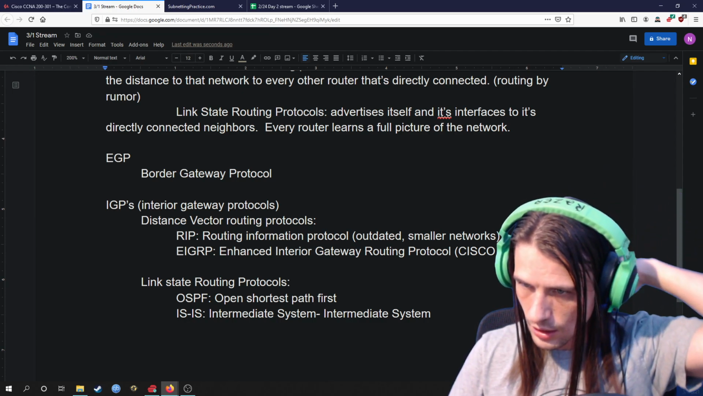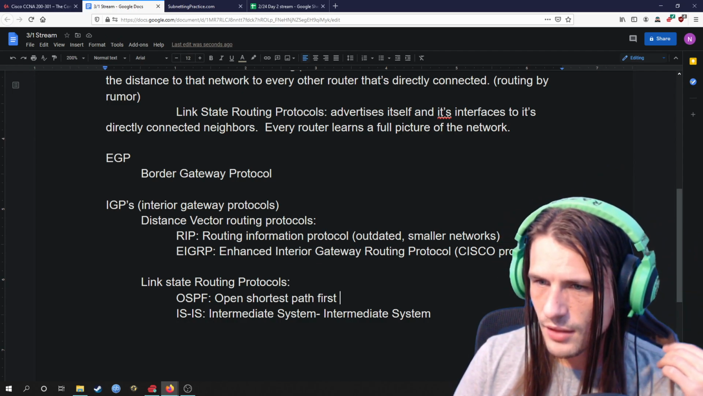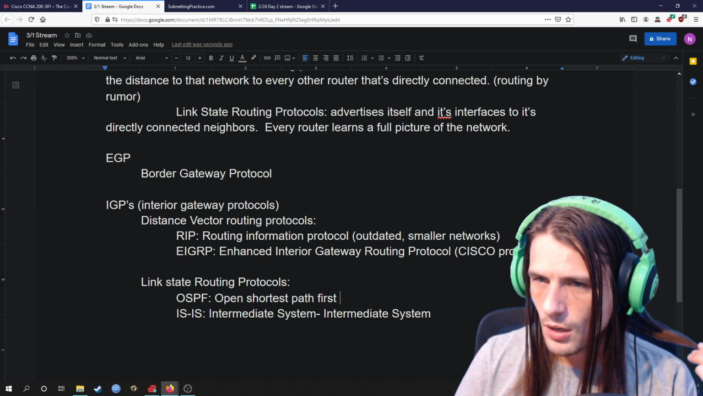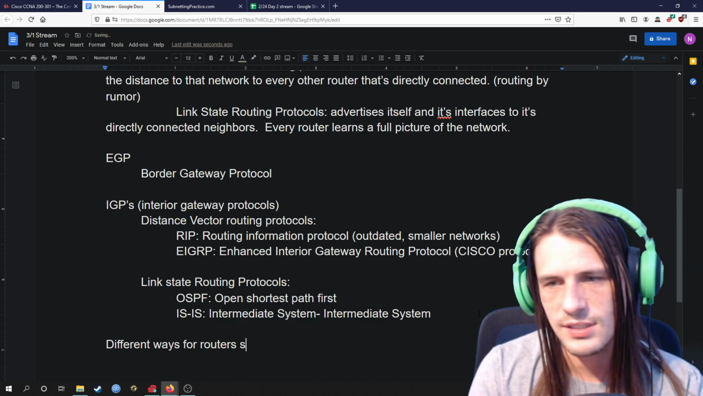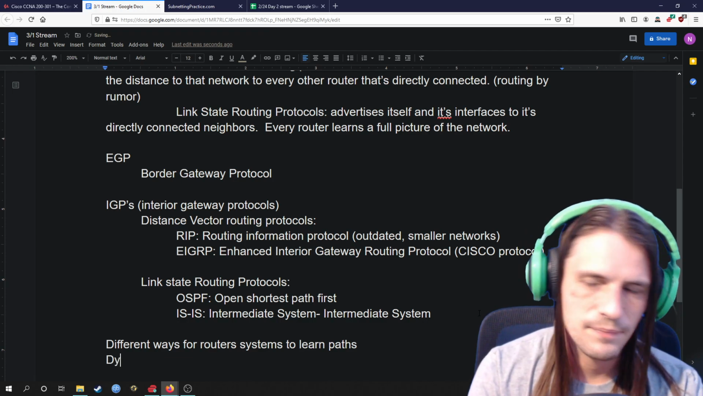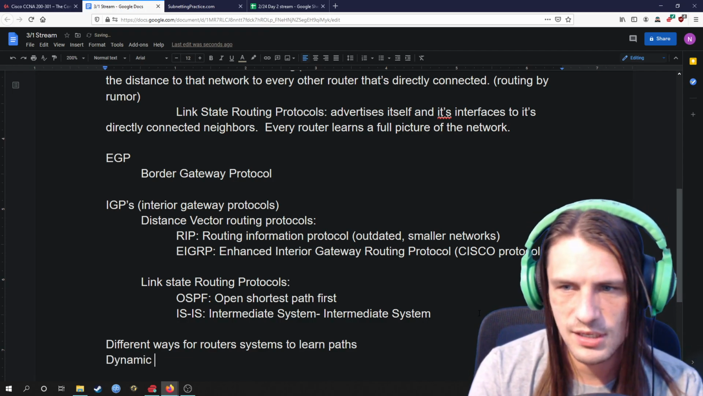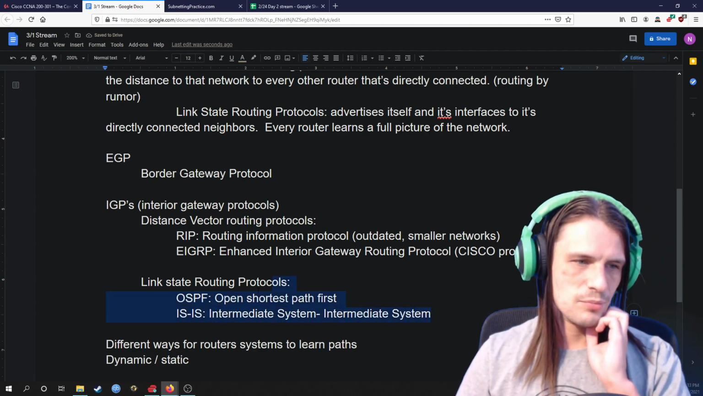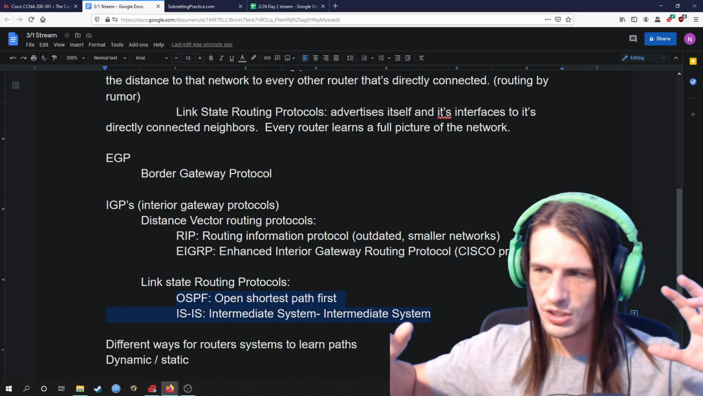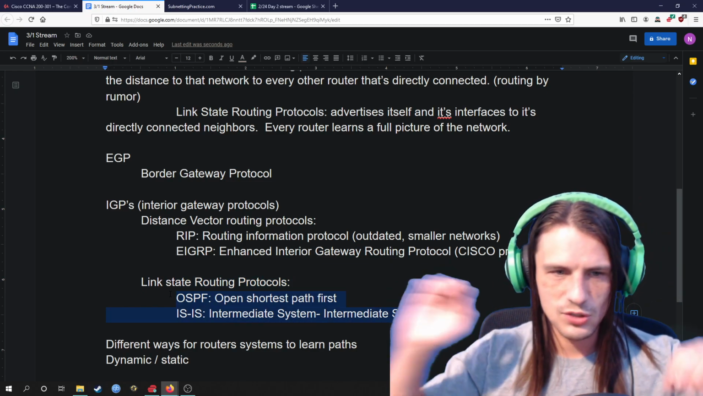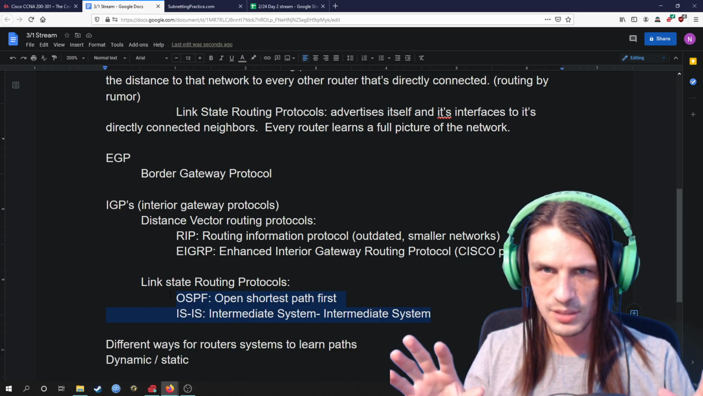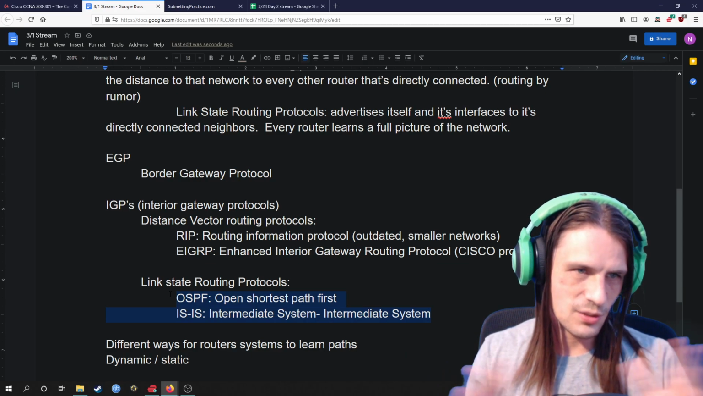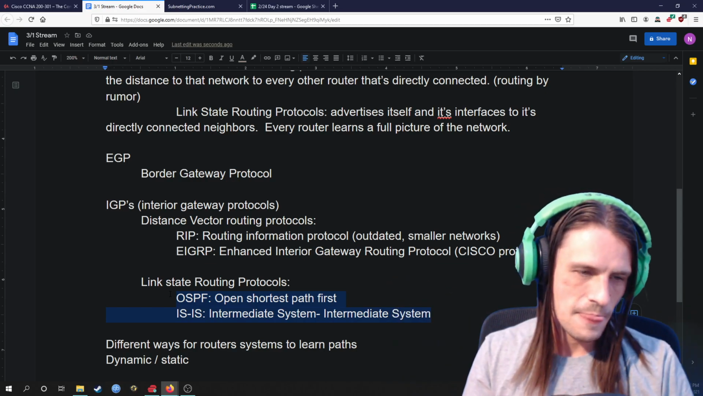Let's see. Path vector routing protocol. So there's a lot of different ways for routers and systems to learn paths. If you just want to look at it the very generic way, there's dynamic and static. Dynamic are like these routing protocols because they are passing the information. The protocol is running and it's causing them to gather this information and pass it between each other so they can create these network topologies, or in the case of some of them that don't get that much information, they at least know how to get places, right? And they do that all on their own.